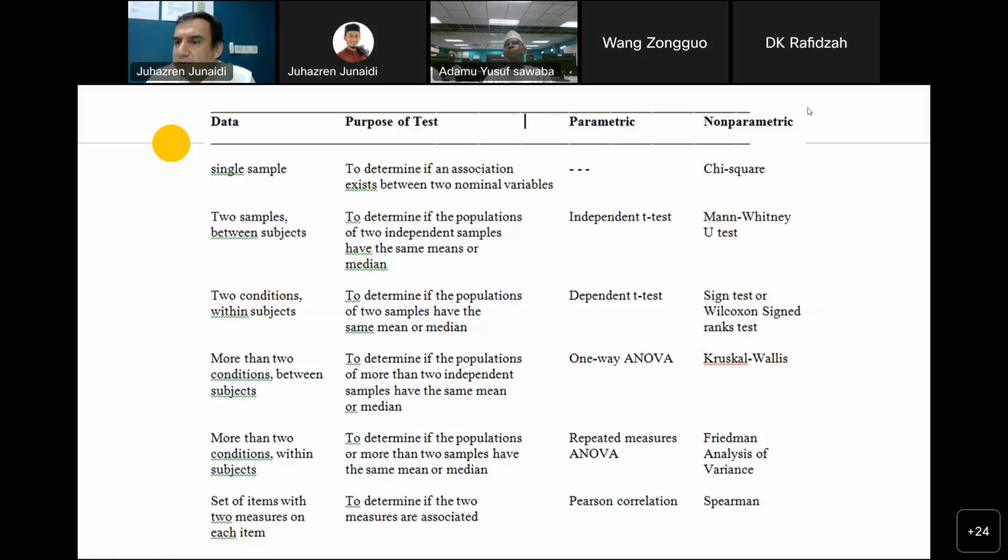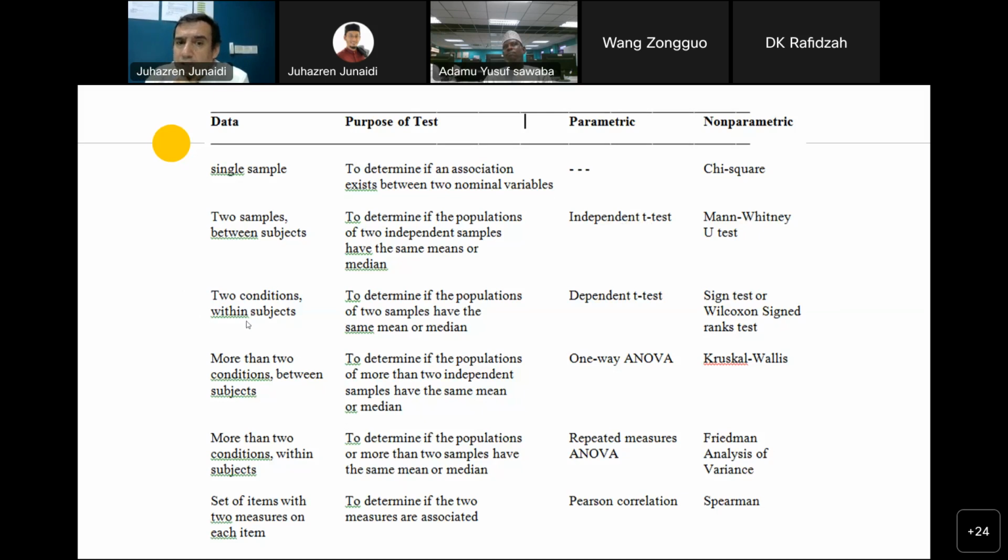Here is a comparison table, okay? If you have a single sample, to determine if an association exists between two nominal variables, you need to use the chi-square. Two samples between subjects, so two separate samples, not in the same group, to determine if the populations of two independent samples have the same means or median: the parametric is the independent t-test, the non-parametric is the Mann-Whitney U test.